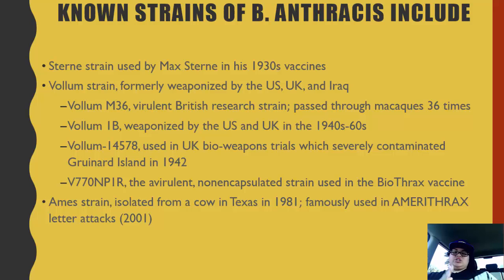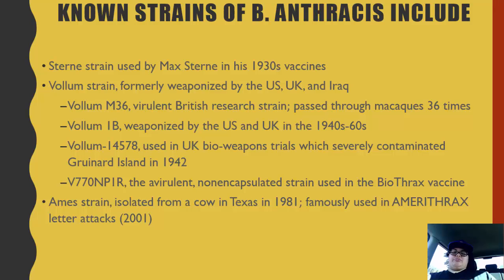There are 89 known strains of Bacillus anthracis. Mainly right here, I'm going to be talking about the Stern strain, which was used by Max Stern in his 1930 vaccines. Then the Vollum strain, which was isolated from a cow in Oxfordshire, England. And that's the one basically from around World War II until more recent times, as you can see with the AIM strain, that was used to weaponize and actually caused a lot of problems because you can see that it contaminated Gruinard Island in 1942.